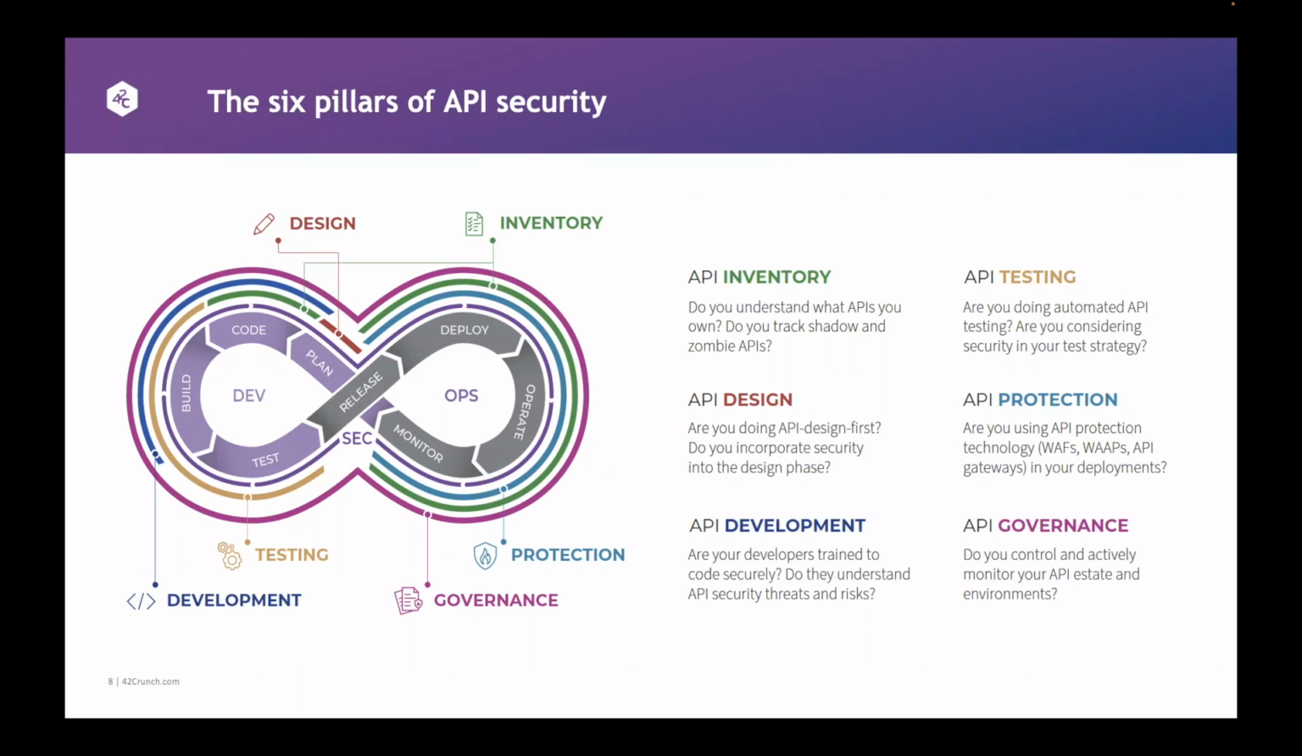So if we take inventory, you've got runtime inventory, you've got static inventory. API design is obviously during your plan stage. API development, that's about your code and build stage. Testing, protection, and governance. These are all essential.